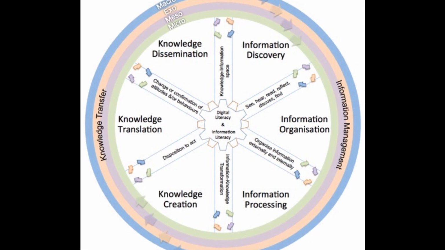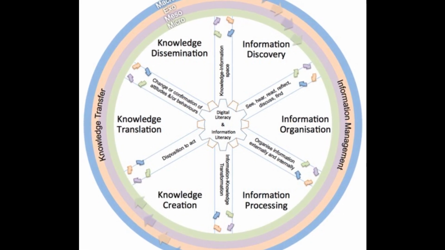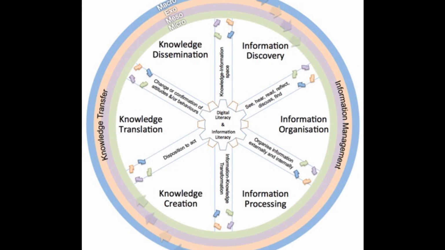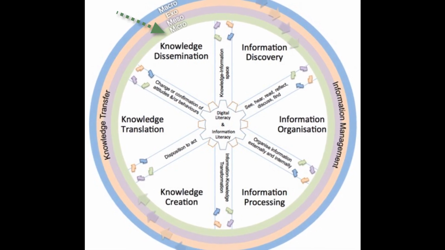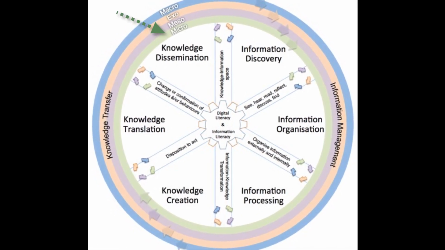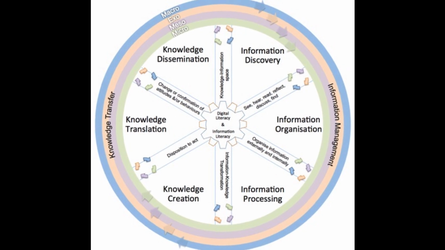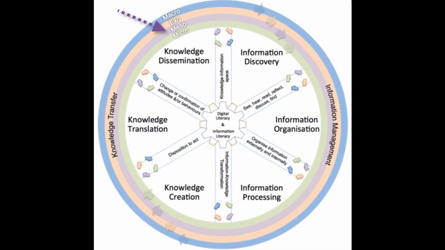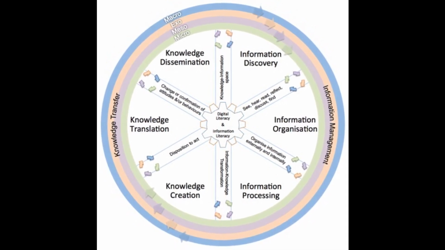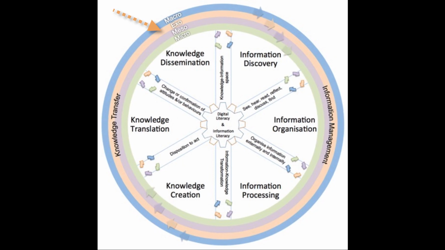Progression through the stages of information management and knowledge transfer is supported at 4 levels: microsystem, the individual and interpersonal level; mesosystem, using technology; the exosystem, professional and organization factors; and the macrosystem, interorganizational and socio-political factors.